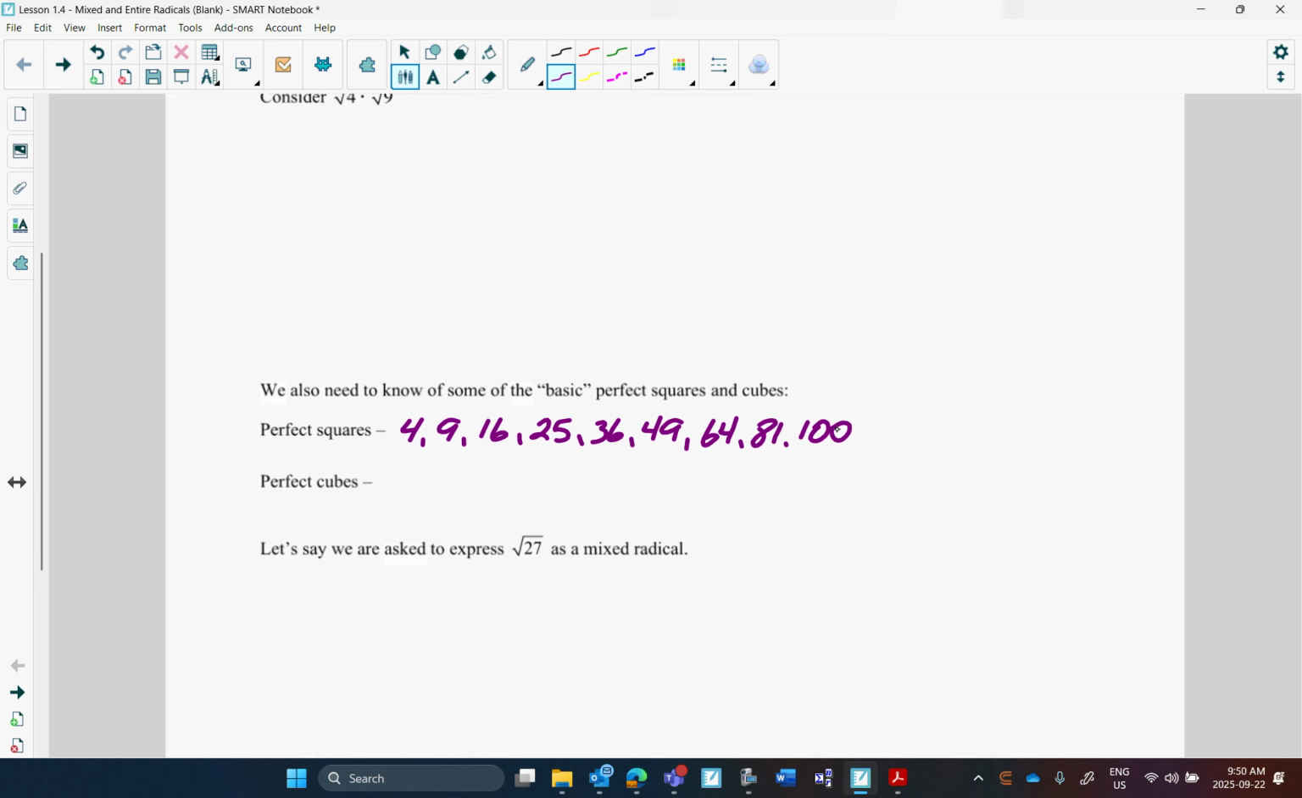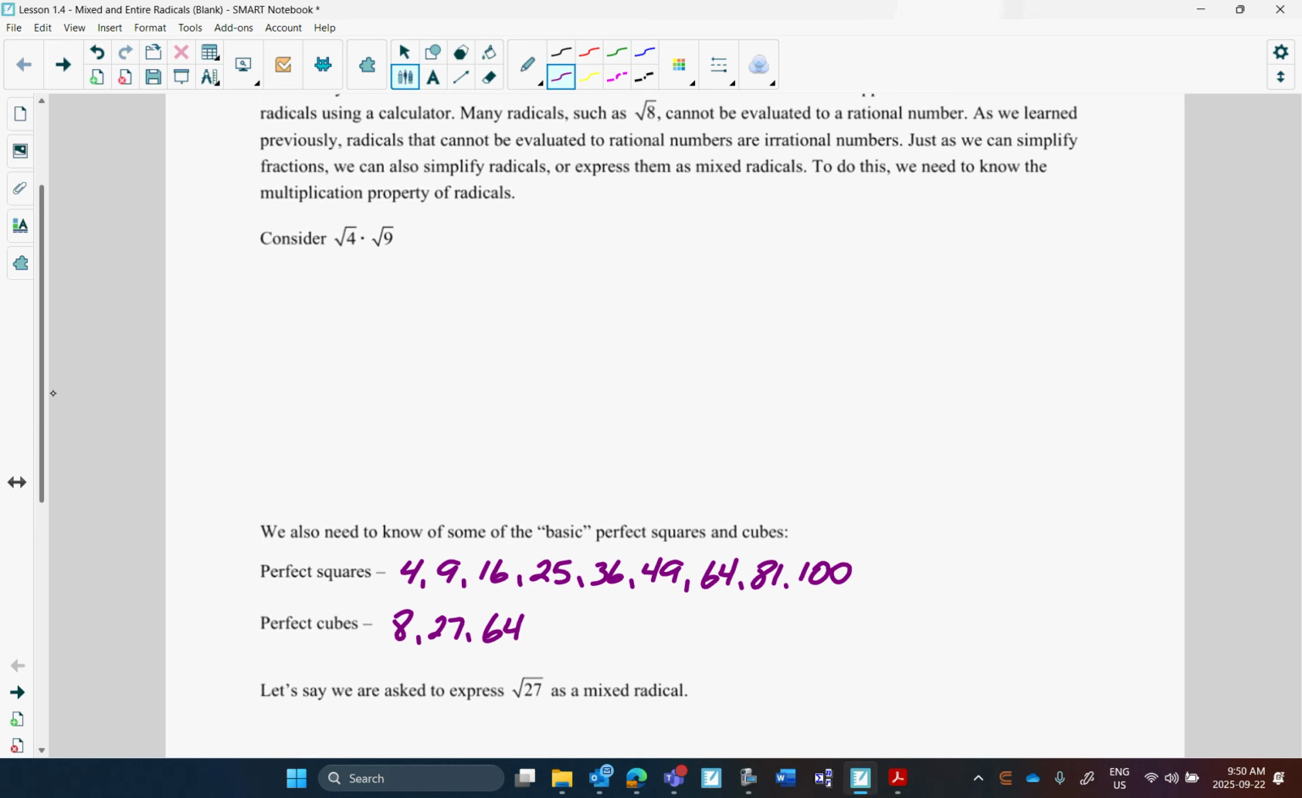And you have to know some perfect cubes, but not as many. You really only need to know this is good enough. All the way from 2 times 2 times 2, which is 8, to 4 times 4 times 4, which is 64. Okay? So you need to know those in order to do this process. And you also need to know something about multiplying radicals together.